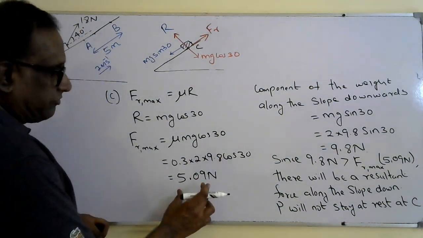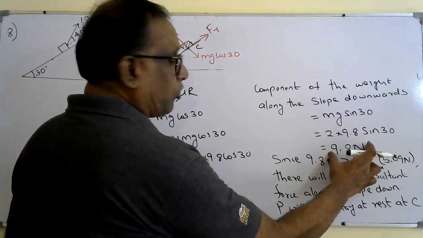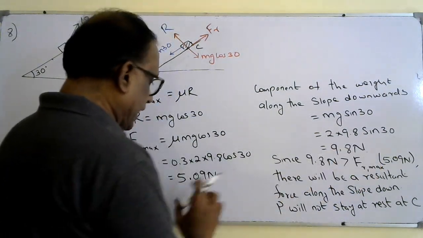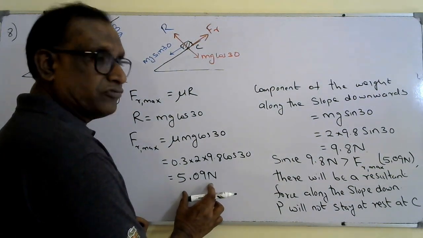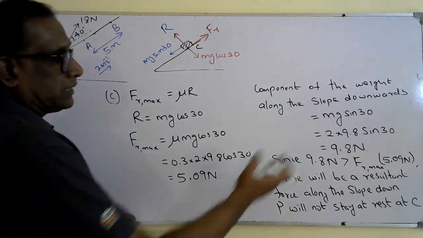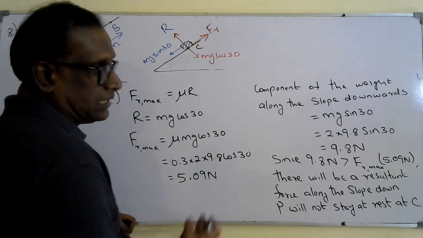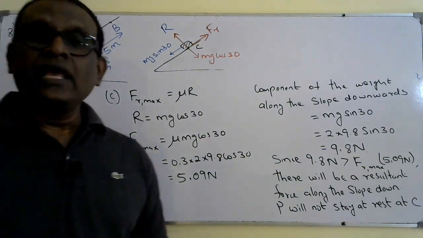In case the component of the weight is something like 4.2, for example, depending on the mass, and the maximum friction is 5.9, then it can apply a friction of 4.2 and keep it at rest. But the component of the weight is more than the maximum possible friction, so there is no way to balance it, so it will accelerate down and it won't be at rest.